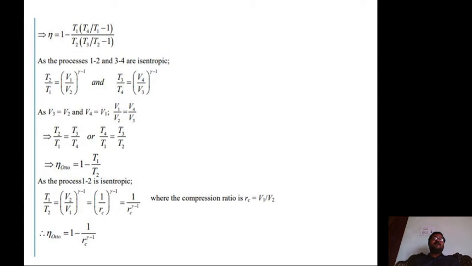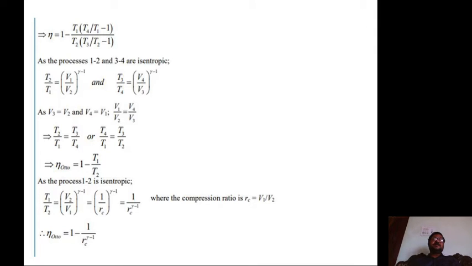Taking T1 from the numerator and T2 from the denominator, it becomes 1 minus (T4 by T1 minus 1) by (T3 by T2 minus 1). As processes 1 to 2 and 3 to 4 are isentropic, T2 by T1 is equal to (V1 by V2) raised to the power of gamma minus 1. T3 by T4 is (V4 by V3) raised to gamma minus 1. V4 is equal to V1, V3 is equal to V2. Substituting, V1 by V2 is equal to V4 by V3. Now you can simplify: T2 by T1 is equal to T3 by T4, so T4 by T1 is equal to T3 by T2, by rearranging the terms.